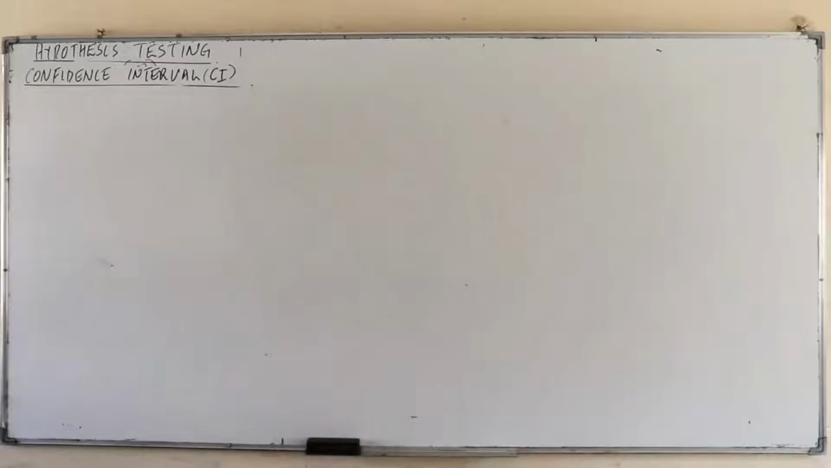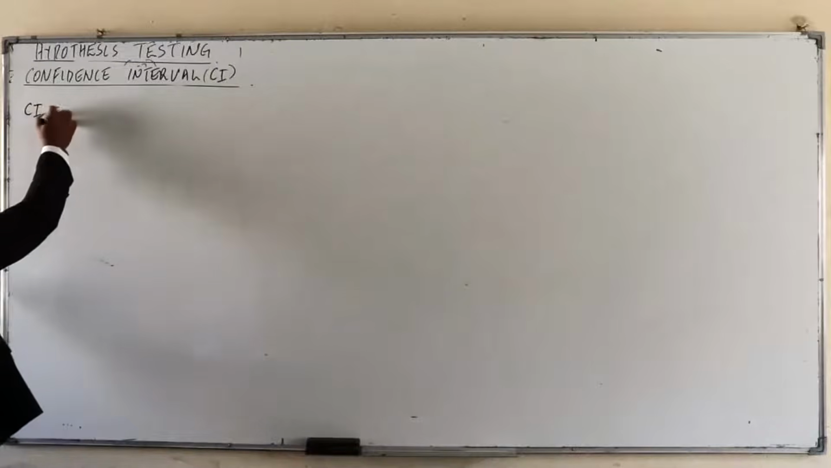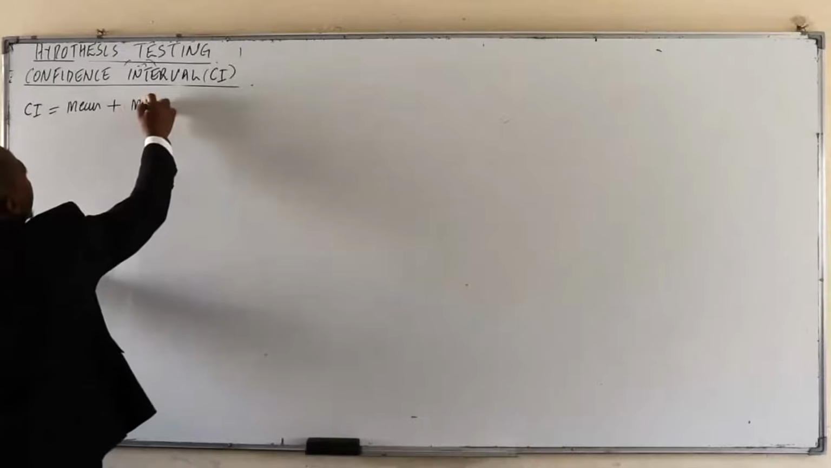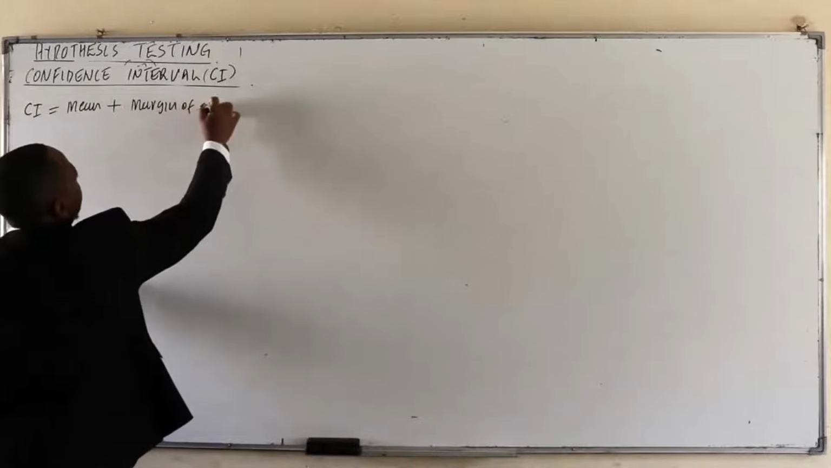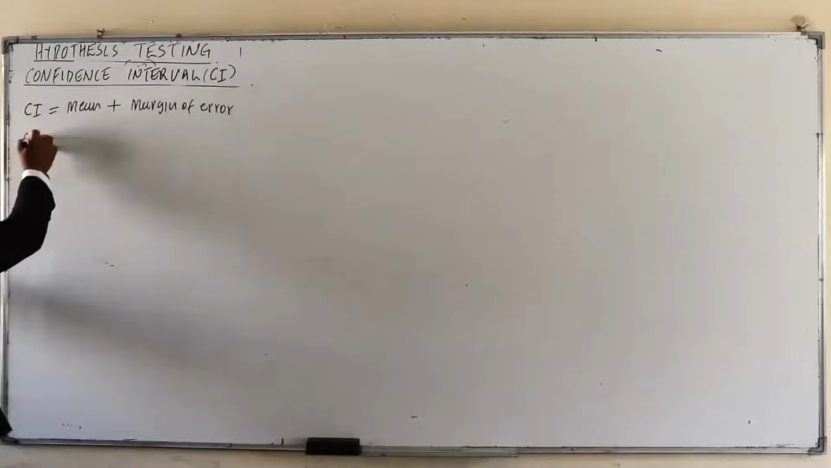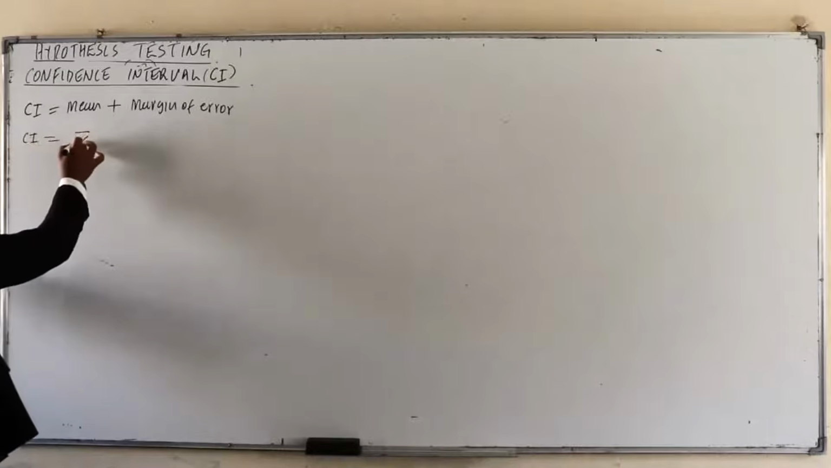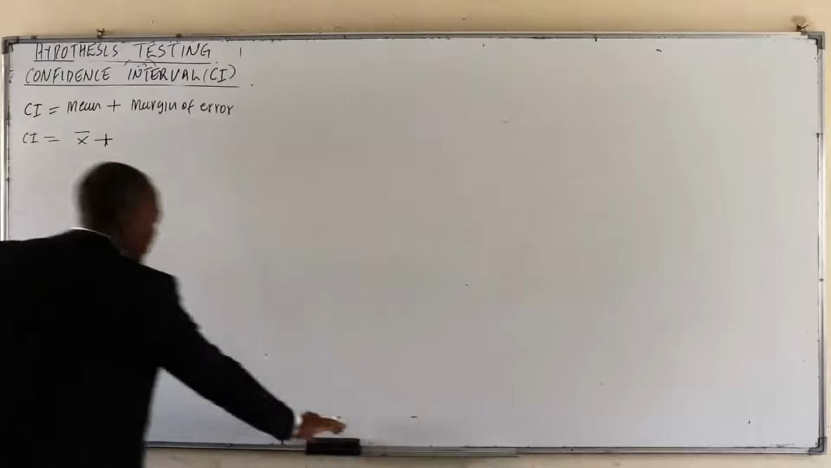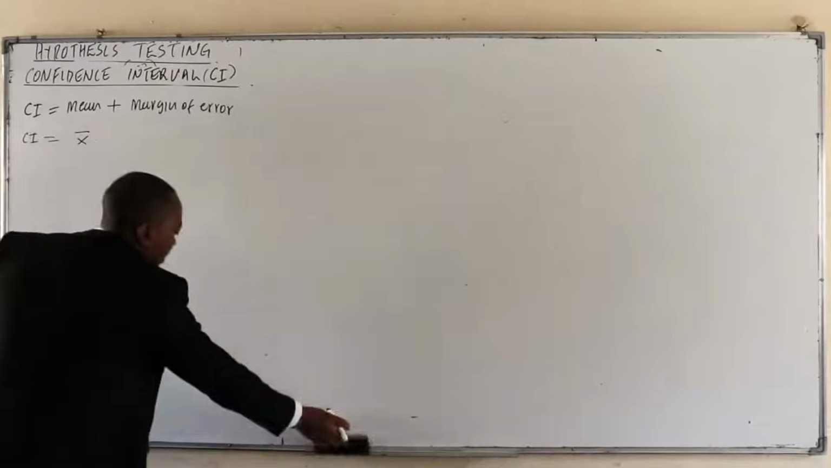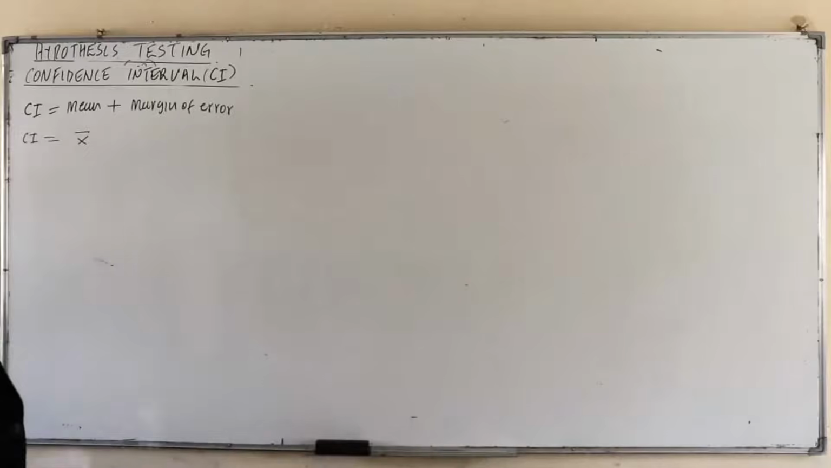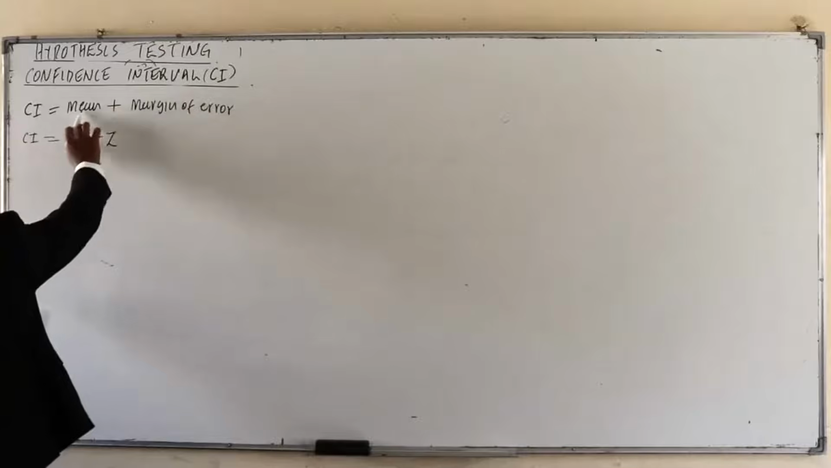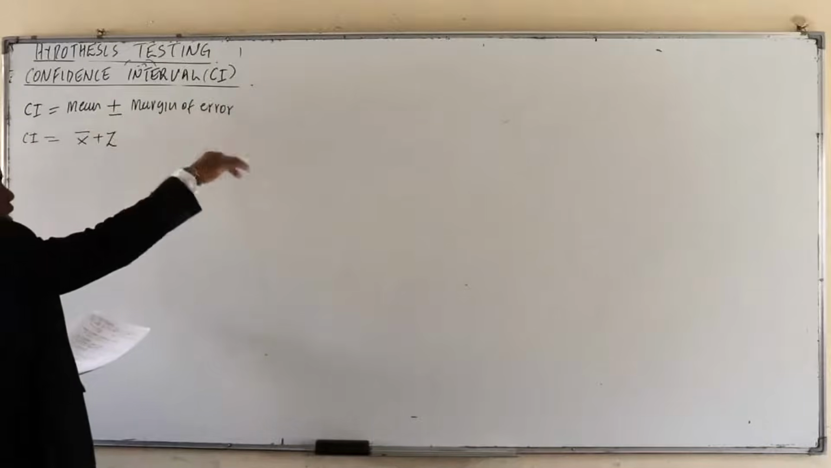It's evaluated as follows. So how do we get the confidence interval? Confidence interval, you take the mean, then you add the margin of error. Mean is X bar. And how do we get the margin of error? It depends whether it's a small sample or large sample, so it can either be T or Z. So it's mean, plus or minus margin of error. So it can either be plus or minus.